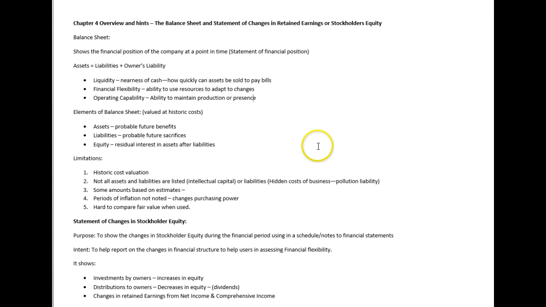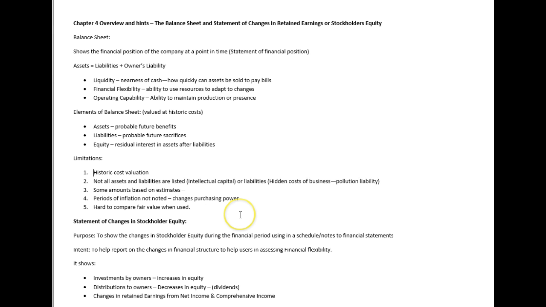There are some limitations to this, though, and there's quite a bit of controversy about the historic cost valuation. What do we do with markets when it goes up or even when it goes down? How do you reflect that? Many of you know you can mark something down, but you can't mark it up. Is that a fair evaluation? It's a question we have to ask.